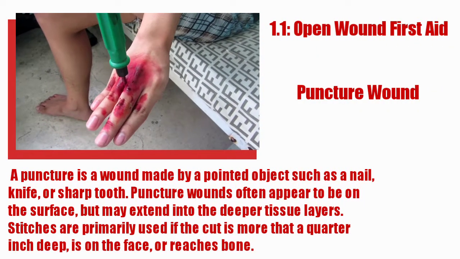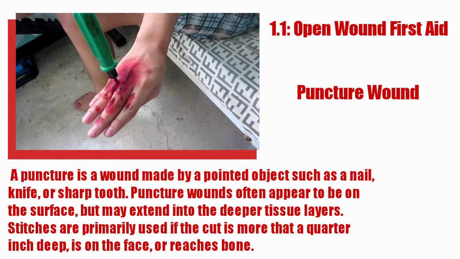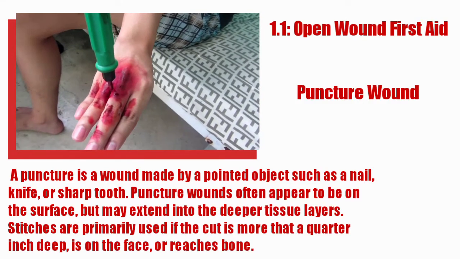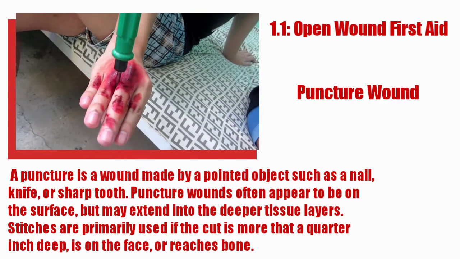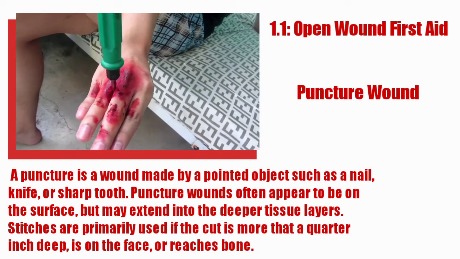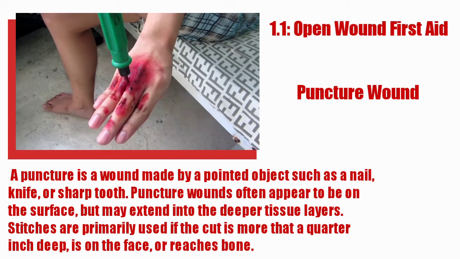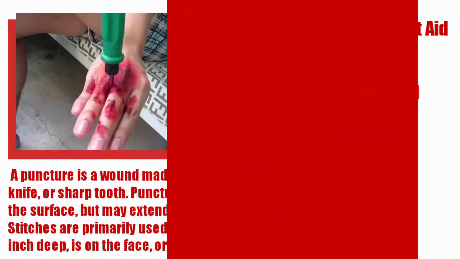Puncture wound. A puncture is a wound made by a pointed object such as a nail, knife, or a sharp tooth. Puncture wounds often appear to be on the surface but may extend into the deeper tissue layers. Stitches are primarily used if the cut is more than a quarter inch deep, is on the face, or reaches the bone. Ang una natin gagawin dito sa puncture wound, kailangan din natin siya tatanggalin kasi maaaring mag-loose yung ganyan.